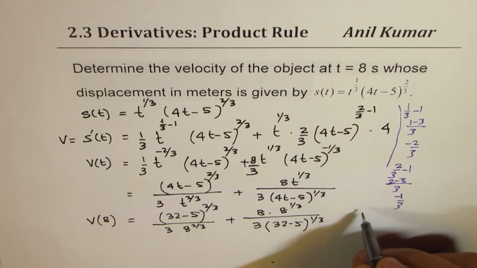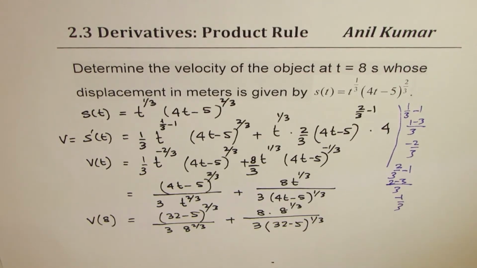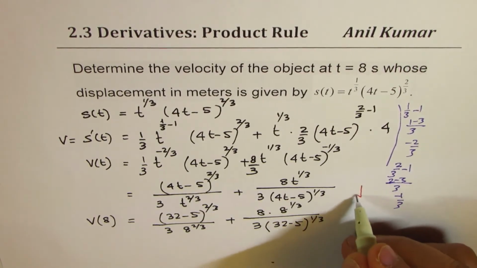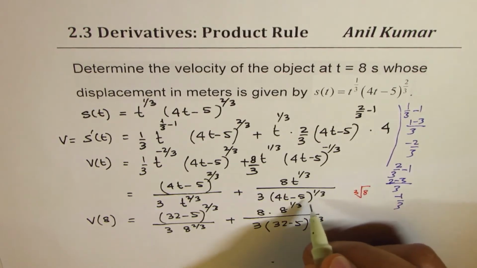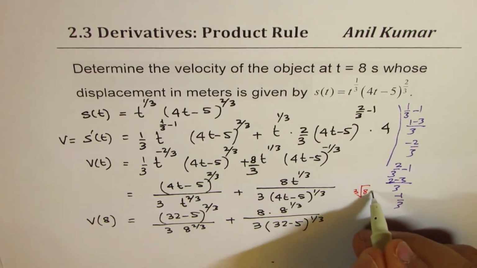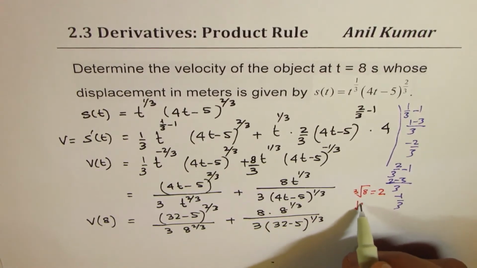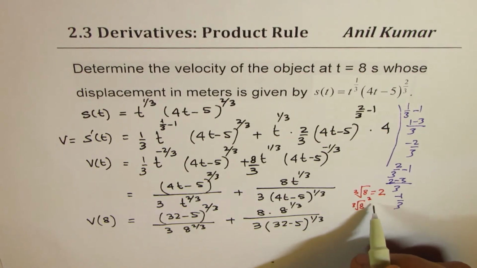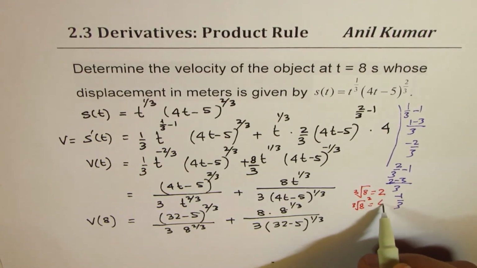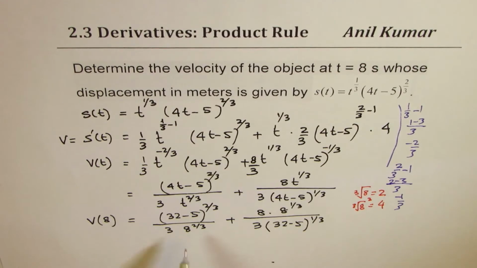Now, on the side, let me show you. The cube root of 8, which is 8 to the power of 1 over 3, is equal to 2, correct? Then we also have a term which is the square of this. So if I have the cube root of 8 and I square it, I get 4. So that will be replaced by 4. Now 32 minus 5 is 27.